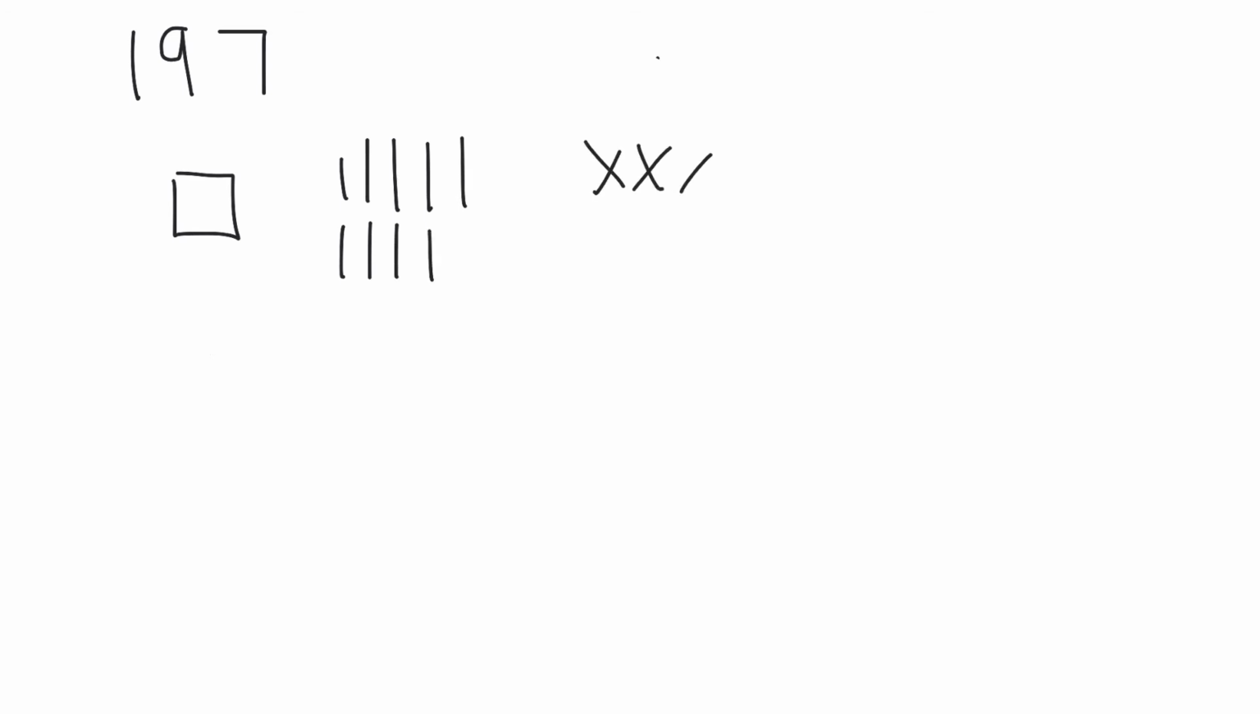So, 197. I have 1 flat or 100. I have 9 tens or rods, and I have 7 ones. You can clearly see that my tens are grouped in groups of 5, and same as my ones.